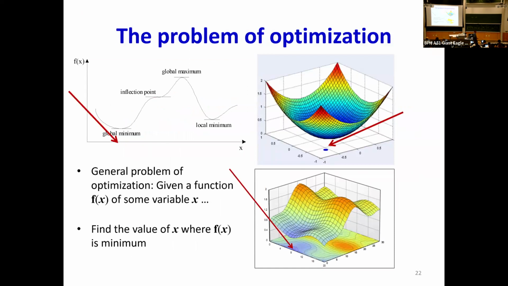So here's the function. Here's a problem. We are given a function. We are trying to find the input at which the function is minimum. So this is the problem we're going to solve.